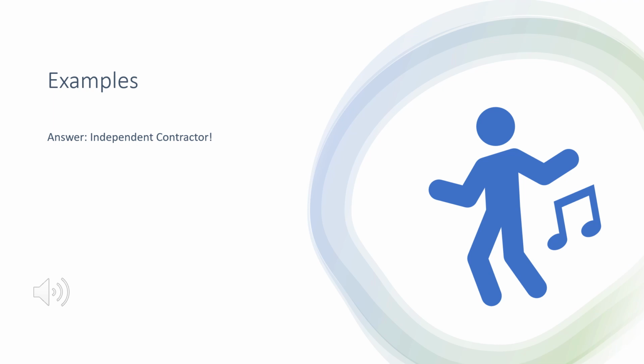Collects fees from customers. This would go to how the worker is paid. And that the dance instructor is free to hire assistants. This would go to the materials, tools, and personnel used. The personnel in the situation would be the assistant, which they have free reign to hire. So, to recap, this is an independent contractor, not an employee.